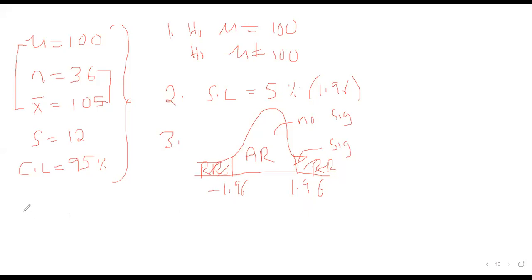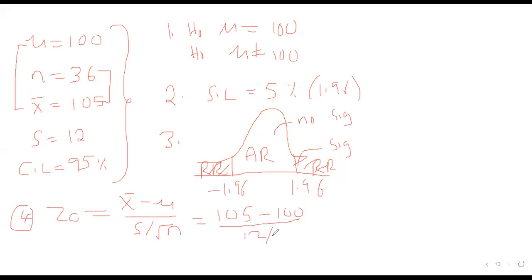Step number 4, we calculate the Z now. Our Z calculated is x bar minus mu over standard deviation over square root of n. So our x bar is 105. Our mu is 100. Our standard deviation is 12. Then the square root of n, our n is 36. 105 minus 100, we get a 5. The square root of 36 is 6, and 6 times 12 gives what? 72, then divided... so the denominator is 2. When we divide the 2 into 5, we get 2.5.